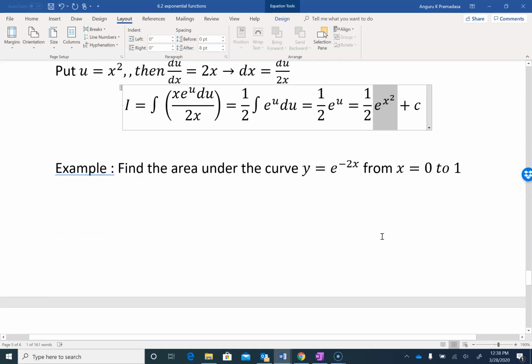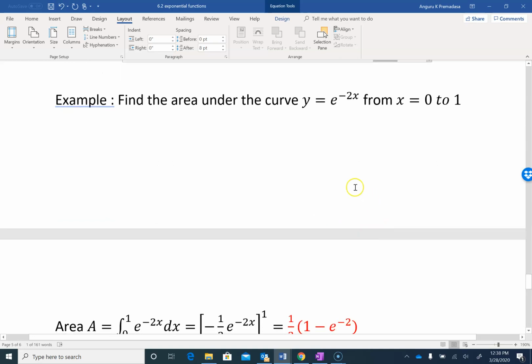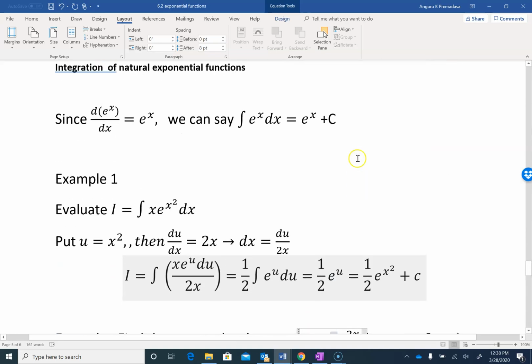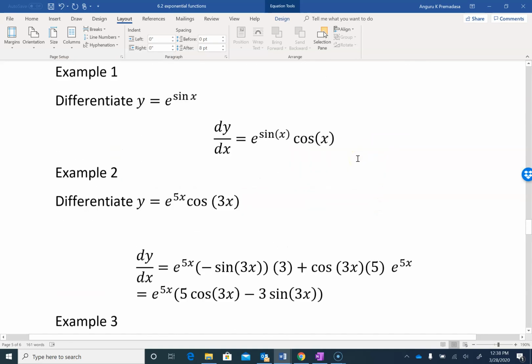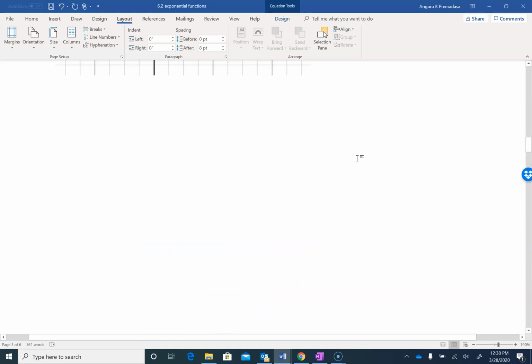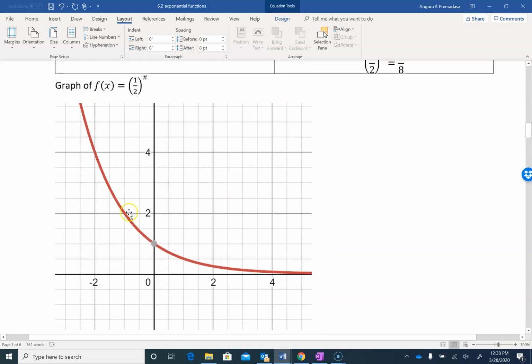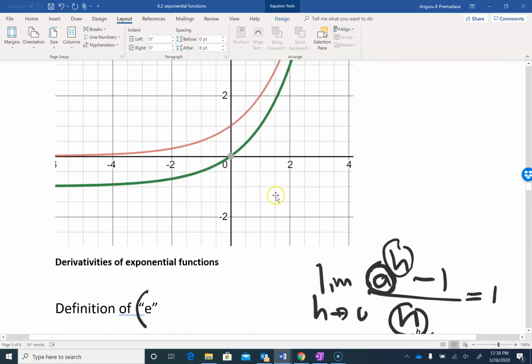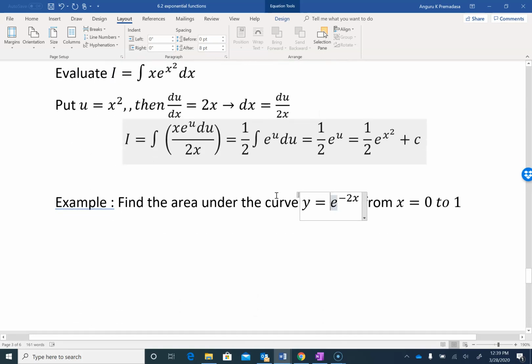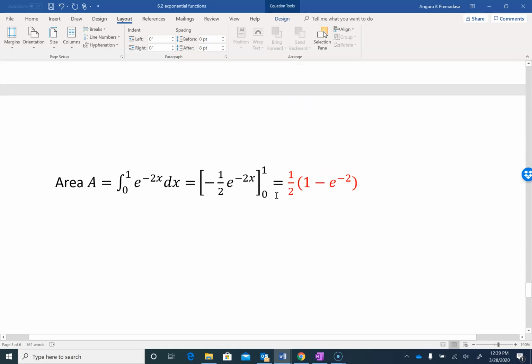As another final example, you want to find the area under the curve e to the minus 2x from x equals 0 to 1. Because it's a decay curve, all you need to do is straightforward integration, and you just integrate it from 0 to 1.